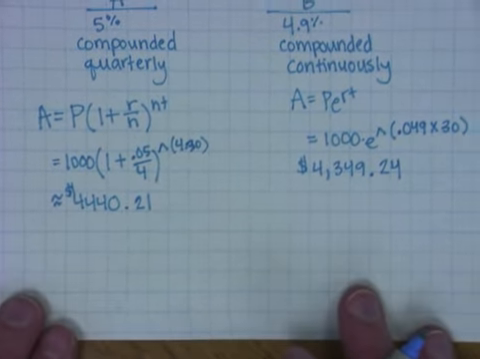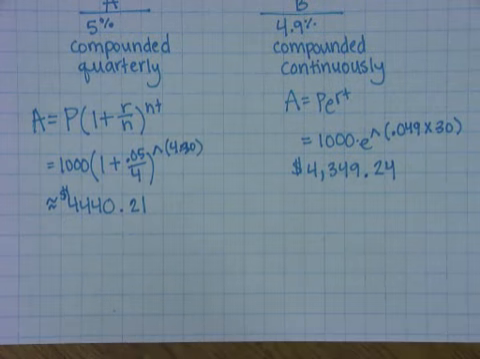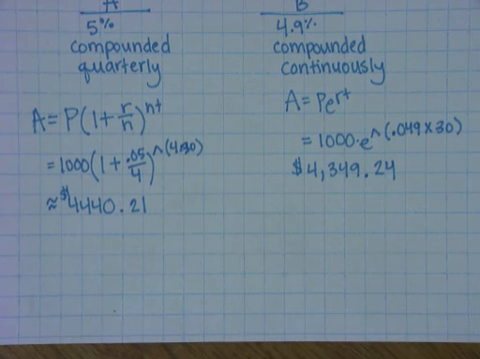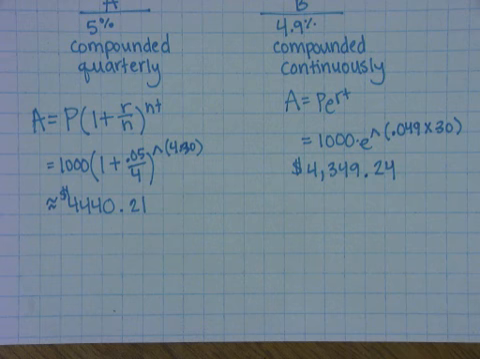Okay. So which situation was better for us? Do we care more about the 5% interest or do we care more about the compounded continuously? Which one gave us more money? The quarterly, right? The 5% interest mattered more than compounding continuously, by about $90. It's a decent difference.